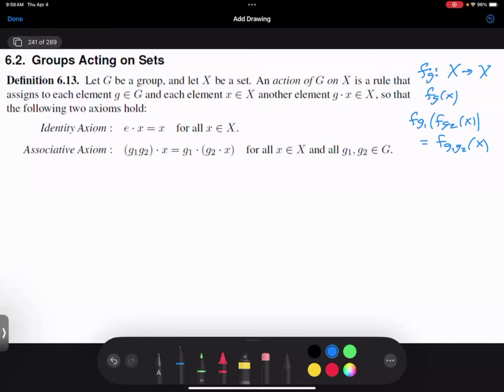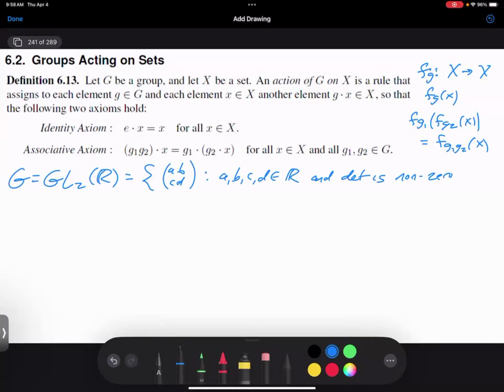And then again, it's not clear when we're going to be able to find group actions. When are we going to be able to find a group, a set, and an operation such that this will be true? So I want to start off with an interesting non-trivial one. Let G be GL2 of R. This is the set of all 2x2 matrices with entries a, b, c, d real, and the determinant non-zero. So these are invertible matrices, and it is a group under matrix multiplication. Let X be the set of all z equal to x plus i y. So these are all complex numbers such that y is greater than 0. We often write this as H for the upper half plane.